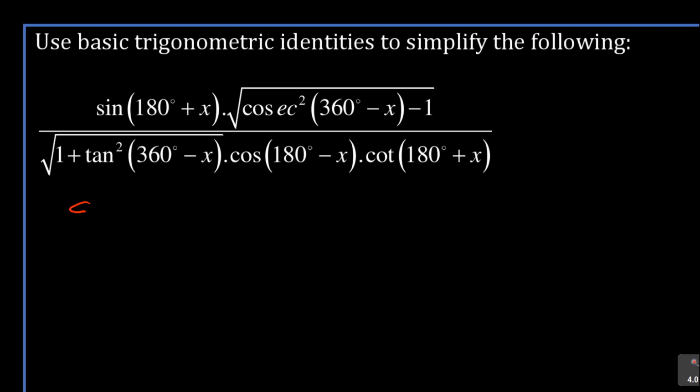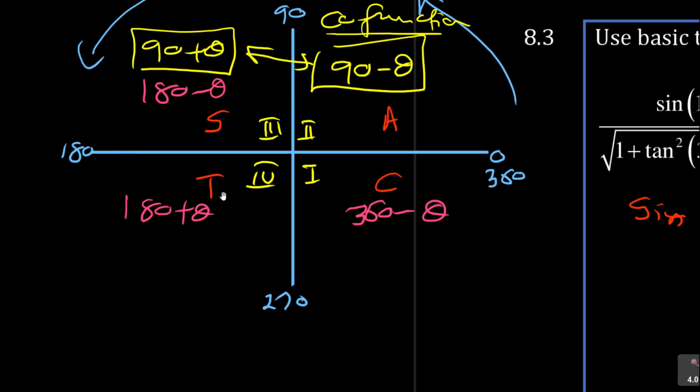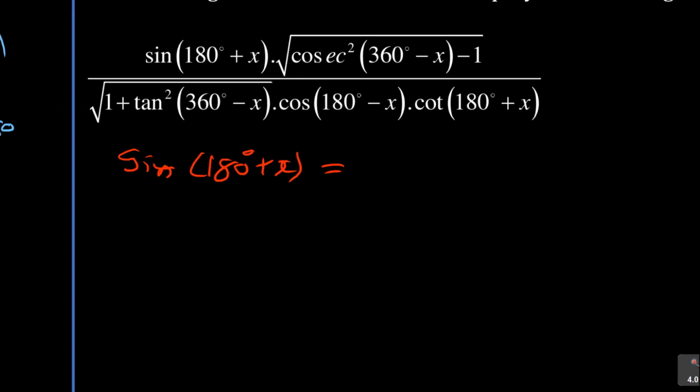For example, if you ask me what is sine of 180 degrees plus x, I will ask which quadrant is this. Quadrant 3. And sine is only positive in quadrant 2, so this is minus sin x. See how I simplify that. Next one, cos x squared, and so on. But let's start with the inside without hurrying.